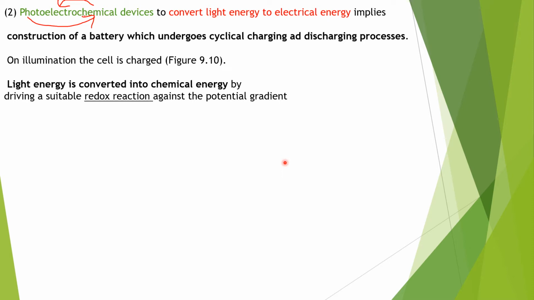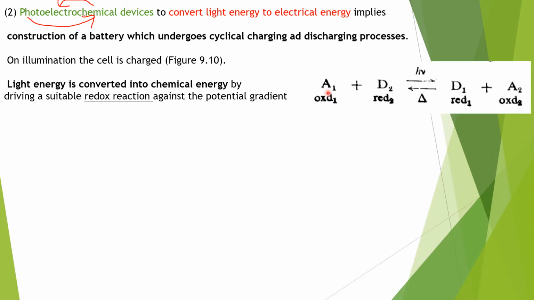Now the light energy is converted into chemical energy by driving a suitable redox reaction against a potential gradient, and that redox reaction can be given with one acceptor species and one donor species. Here A1 gets reduced and D2 gets oxidized, and this reaction occurs in the presence of sunlight, or the irradiation of light. So this is the first process, which is called the charging process. While in the dark, A2 becomes reduced while D1 gets oxidized. It means the reaction occurs between A1, D1, D2, A2. The acceptor becomes the donor, the donor becomes the acceptor. These types of redox reactions occur there.